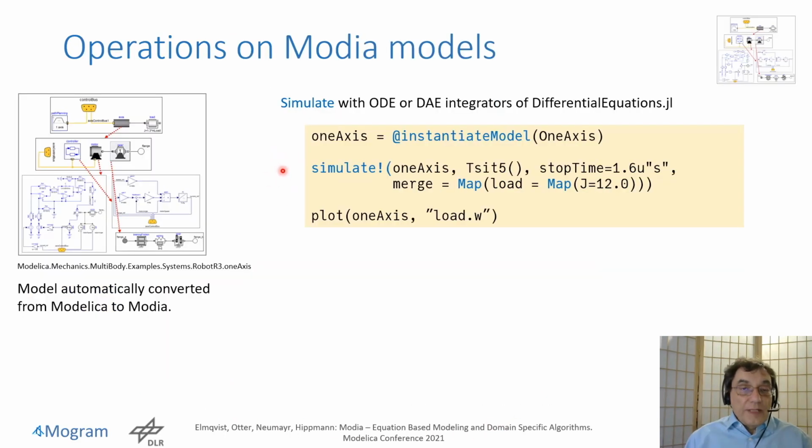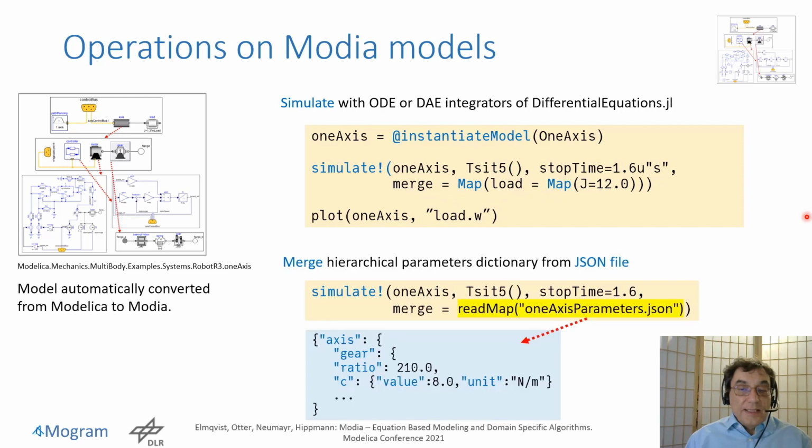You have several operations that you can perform in Modia models. Of course, you can simulate, so you provide an integrator for differential equations. You may optionally change parameters with a merge command and plot. So the standard. Then you have a very powerful feature that this merge command can also read a hierarchical map from a JSON file. So the data, the parameters, including units, are stored in a file, and you just merge them into the model.